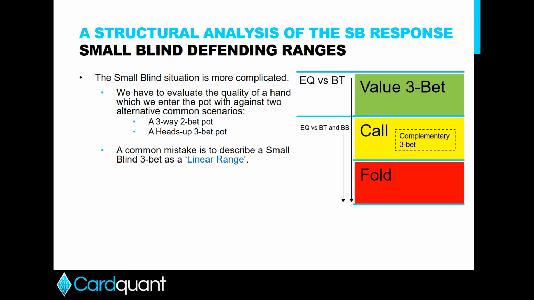So a really common mistake is just to describe a small blind 3-bet as a linear range. And if you're literally just 3-betting the very best hands down to a certain percentage here, you're going to end up with a range that really isn't very well constructed at all. At best it's a simplification, and at worst it's utterly misleading.